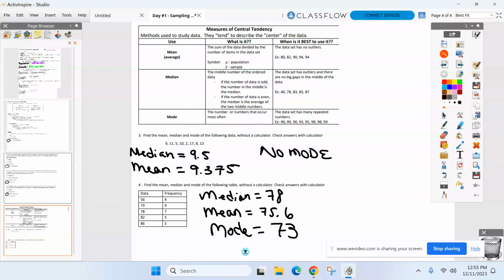Are we gonna eventually need to know what the median means, what the mean means, and then what the mode means? Like remember the definition? No. It'll just come out and ask what the 3 of them are. Okay.